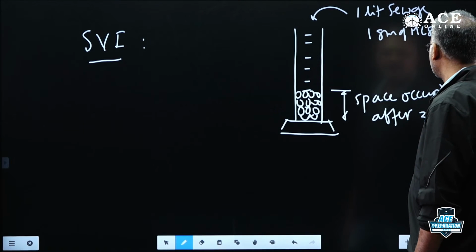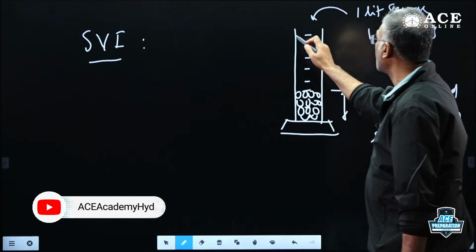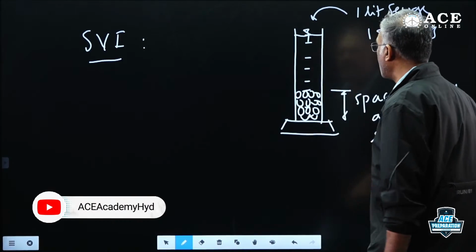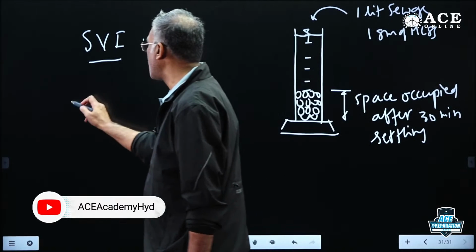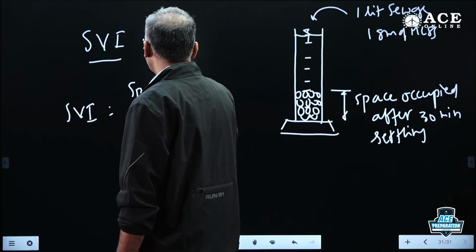After 30 minutes settling in that jar, this 1 liter sewage sample you take here and allow to settle down, it occupies that space. Sludge volume index is nothing but the space occupied by MLSS.